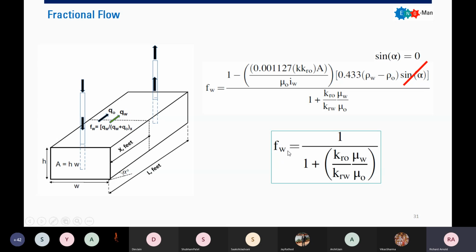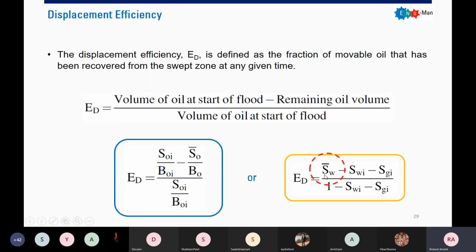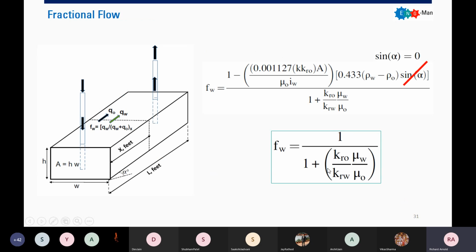Fractional flow or water cut can be calculated using this one. Okay, just to remind you, we actually want to arrive at this parameter. Okay, how can we actually get this average water saturation? And this is the story.